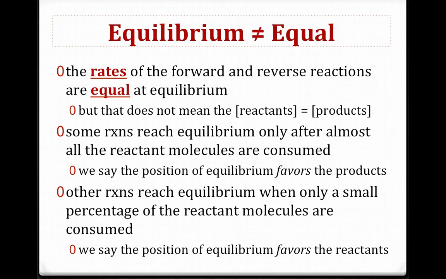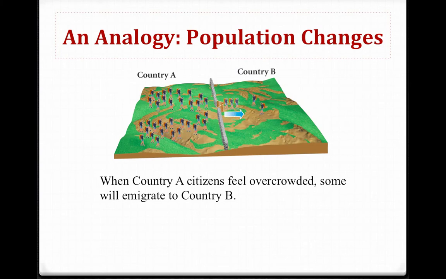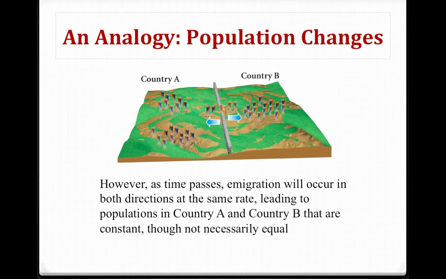It's more likely to make product, which is what you're going to see in most of these equations; it's more likely to make product than it is to make reactants. The rates of the forward and reverse reactions are equal at equilibrium, but that does not mean the concentrations are equal. That's a key factor here. Some reactions reach equilibrium only after almost all reactants have been consumed. This is a product-favored reaction. Others reach equilibrium when only a small percentage have been used. That's a reactant-favored reaction.